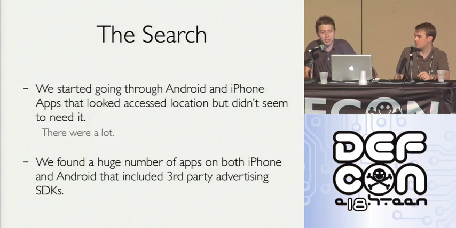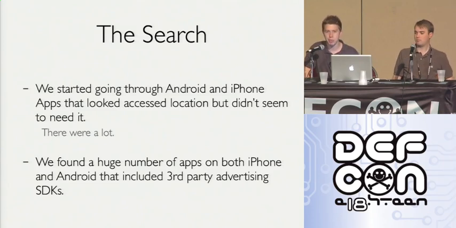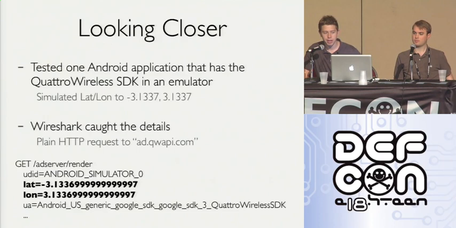So we went through a search. We started looking through Android and iPhone apps that access the location, similar to how we did before. And we went through a whole bunch of apps, and nearly every single one that we encountered that didn't seem to have a legitimate use for location, but that actually accessed your location, had a third-party advertising SDK in it. And this was really interesting. So we dug in a little bit deeper, and here's what we saw.